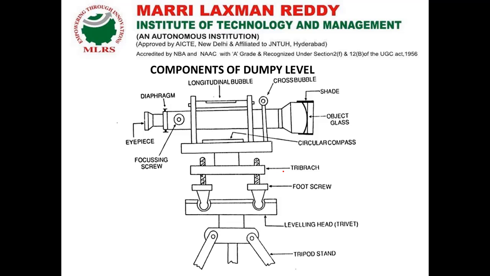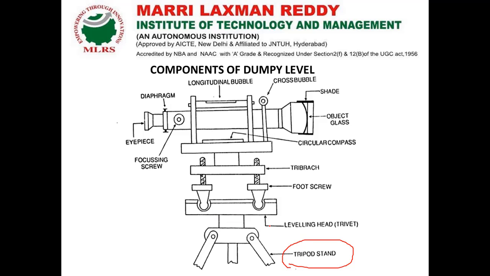Next, the components of the dumpy level. So we can start from the bottom. First one is the tripod stand. This is the accessory. Without the tripod we can't fix our instrument. So first we need to place the tripod over the station point, and we have to level it manually. Over that tripod we have to fix our instrument.